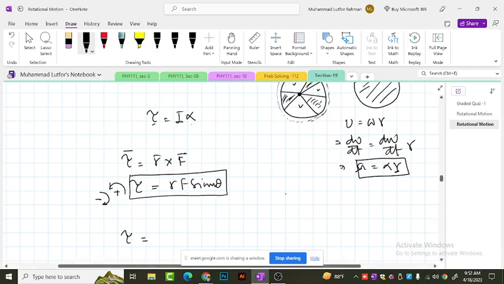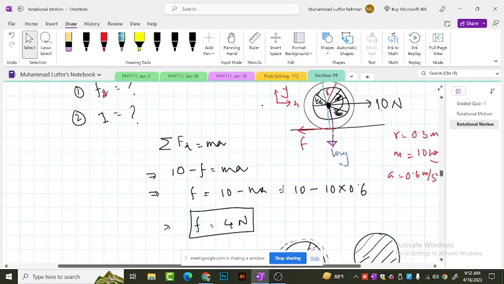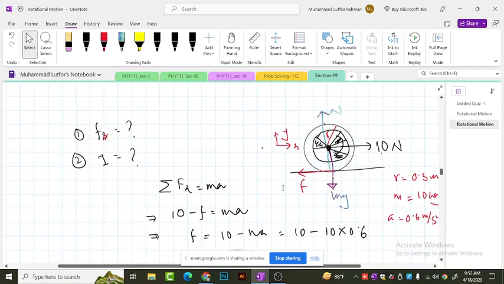The value, sir, 3. Theta value would be 90? Theta value would be 90. Then, sir, it will be 3. How?